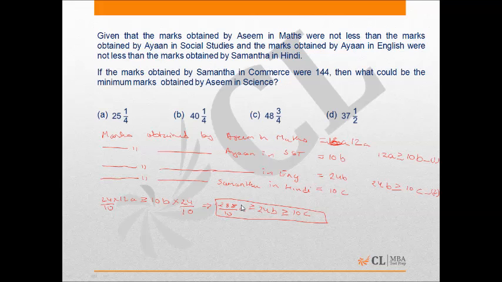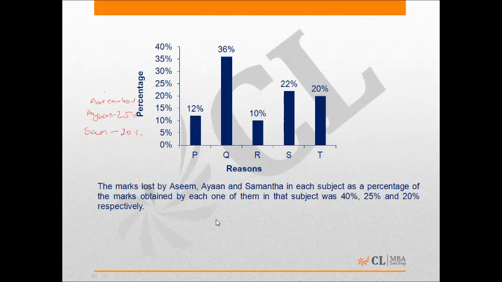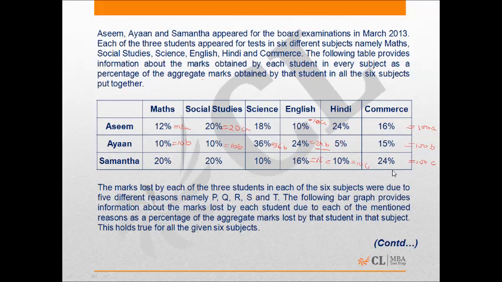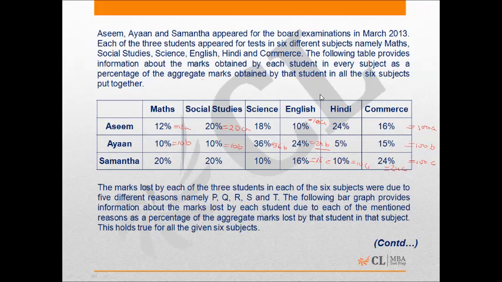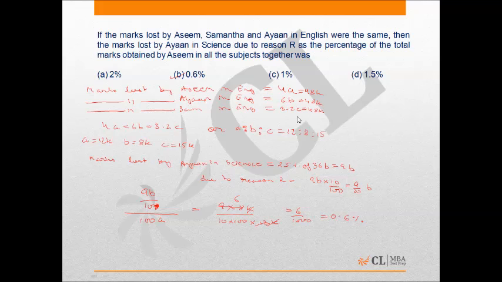If the marks obtained by Samantha in commerce were 144, then what could be the minimum marks obtained by Asim in science? Marks obtained by Samantha in commerce is equal to 24C. So I can say that 24C is equal to 144, or C is equal to 6. Now it is asking me the minimum marks obtained by Asim in science. Marks obtained by Asim in science is 18A. So I have to find out the minimum value of 18A.